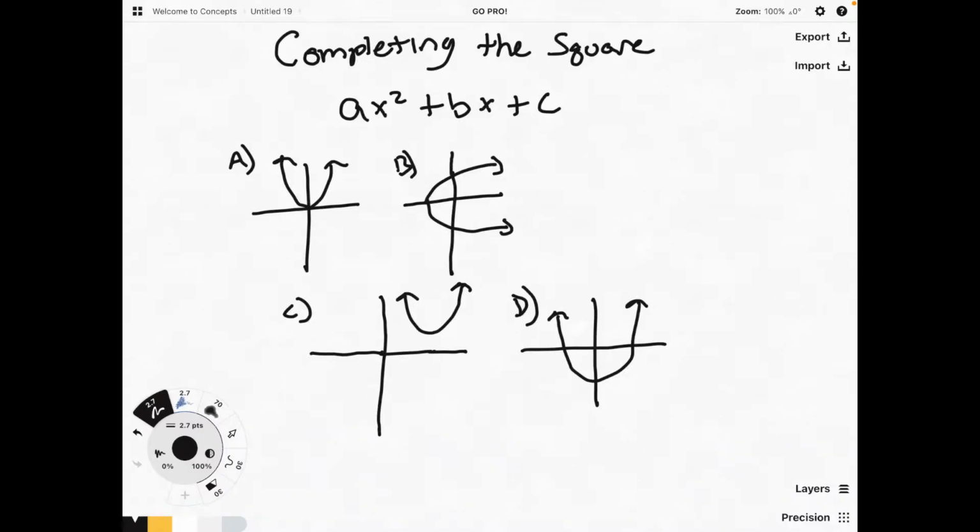Hello, today we will be looking at how to solve quadratic equations. This will be part one of a two-part series. So what is a quadratic equation? It is a common term used for polynomials with the degree of 2.